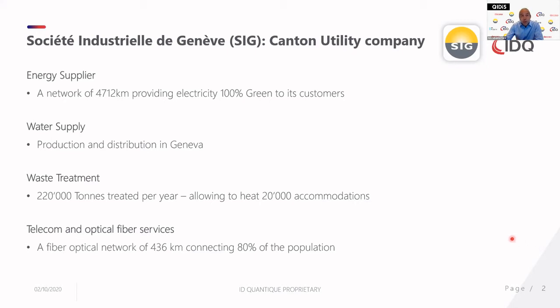And the topic that we're going to address more today is, of course, their telecom and optical fiber part, because they rolled out over the years a quite dense fiber optical network. It's actually one of the most dense networks in Geneva, connecting 80% of the population. So as you can understand, SIG has several interests in using QKD, especially for securing critical data, but also leveraging their telecom network, as you will see.